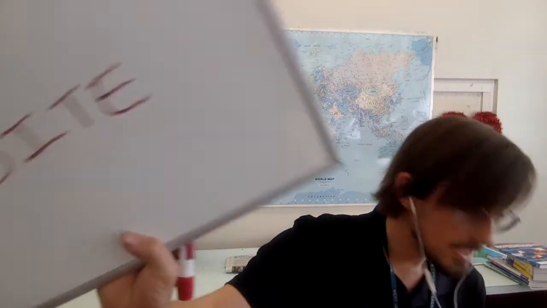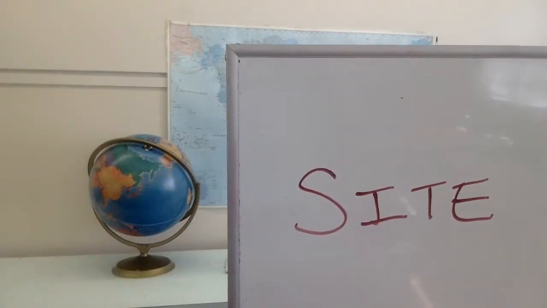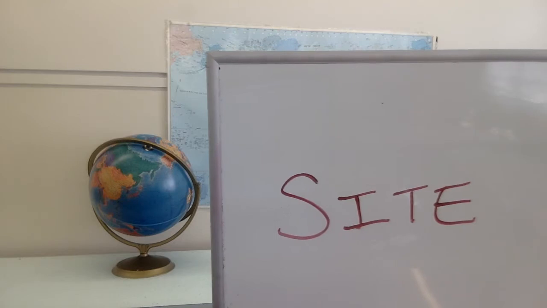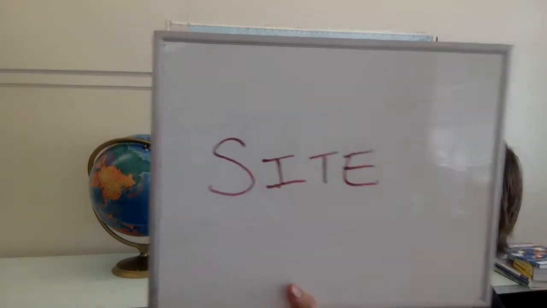And the next word, site. S-I-T-E. Site. Now, this is another word that we use for place. It's someplace. The site is someplace where something is happening, okay? It's some place where an activity or something like that is happening.